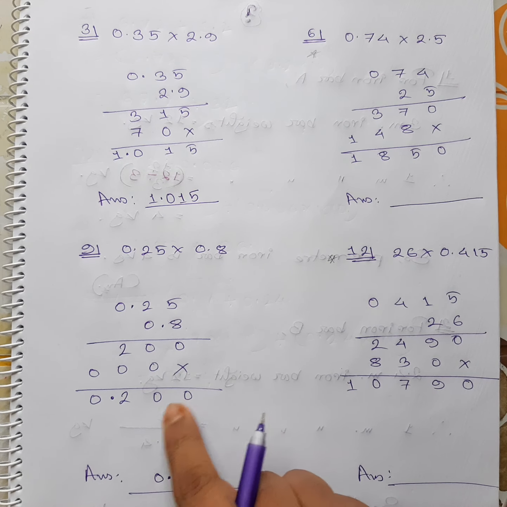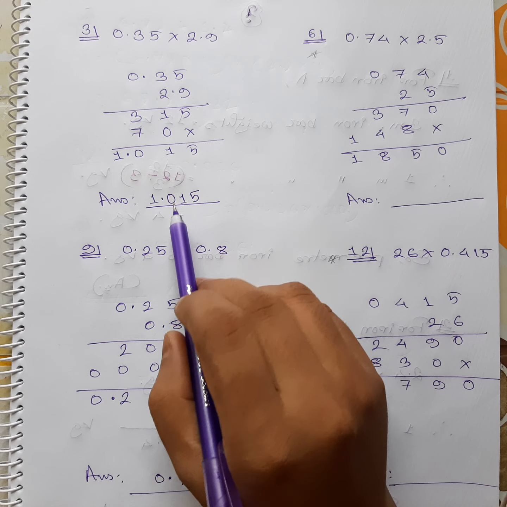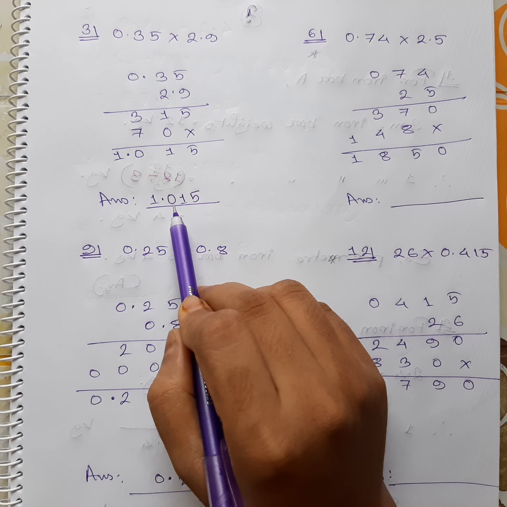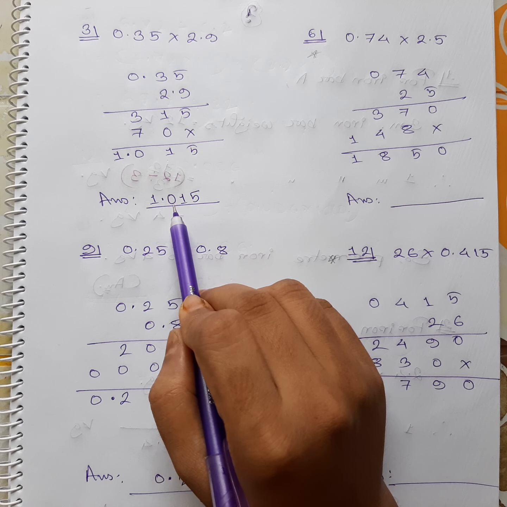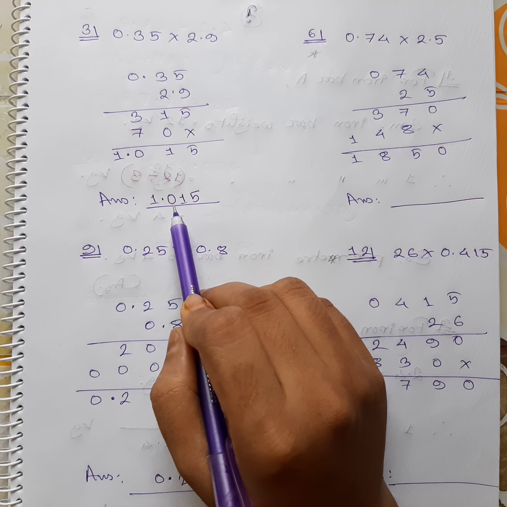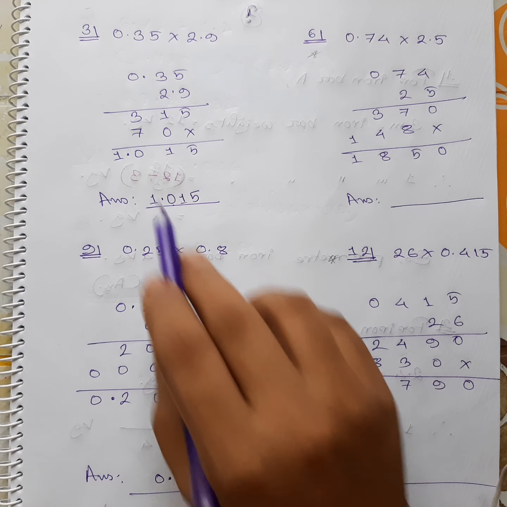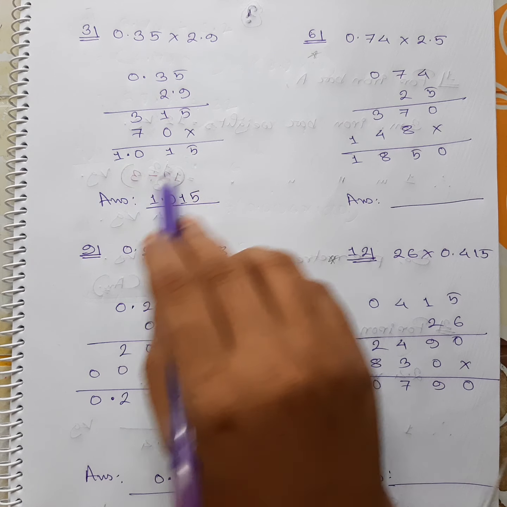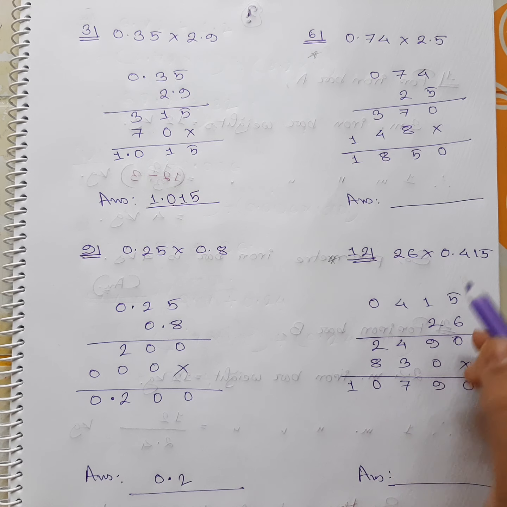0.2, not writing down the last 2 zeros, but you can see that I have written down that 0 over here because it is not at the end. They are at the end. This one is in the middle of the number, so we cannot skip that one.